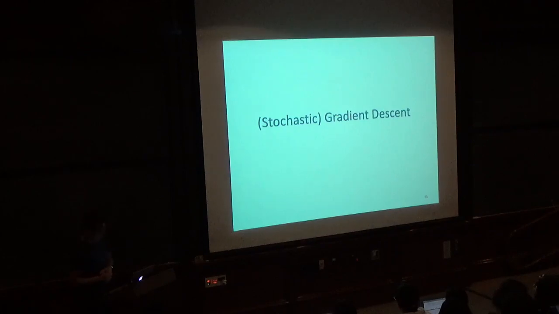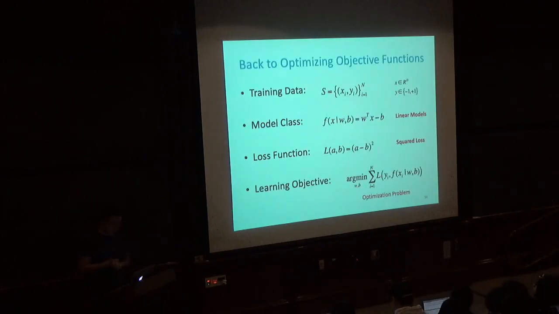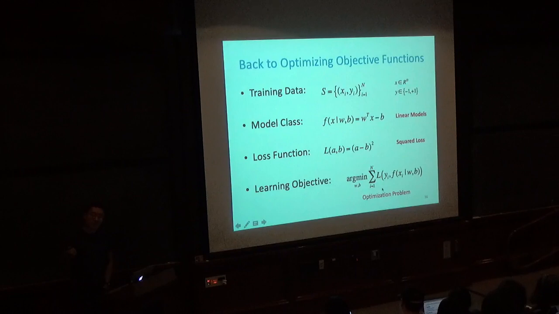All right, stochastic gradient descent. So I'm going to come back to optimizing objective functions. This is our setup, and at the end of the day, we have this learning objective that we want to optimize. And we can find a parameterization of our function class that minimizes the objective, at least ignoring overfitting concerns. We've learned something interesting about this data set.